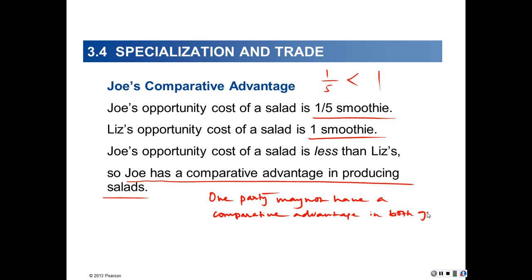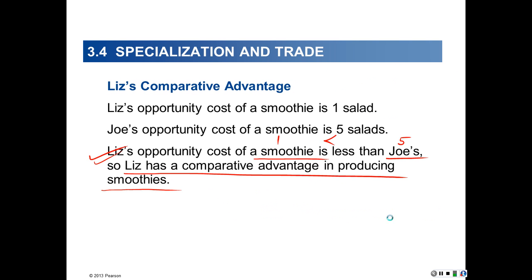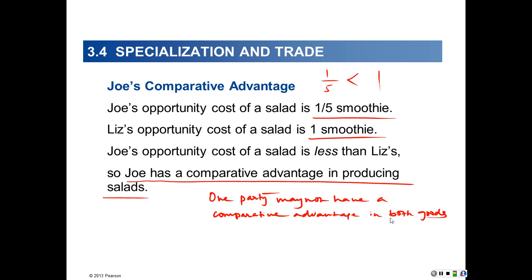It's not possible. Why is it not possible? I'll tell you why. Mathematically, how do we work out Liz's comparative advantage? We worked out Liz's comparative advantage by comparing the numbers 1 and 5. So let me write this here. For Liz, we had the following. We said 1 is less than 5. Hence, Liz has a comparative advantage in smoothies, right?